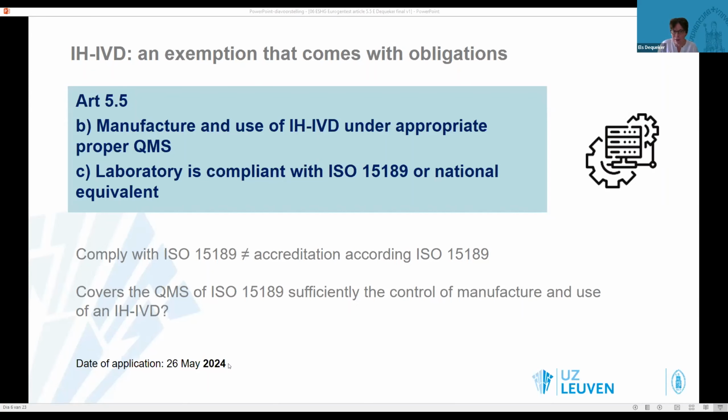And if you're accredited according to 15189, the focus of this accreditation is not how you make the kit. The focus is that you do the test, and they look at what you are doing when you analyze a sample. What are your controls to see if the test and the kit that you are using are used correctly? They are not looking at whether the kit you developed is correct before you use it. So the focus is different.